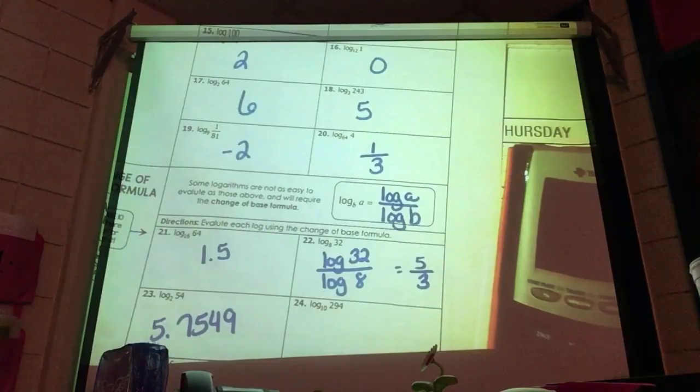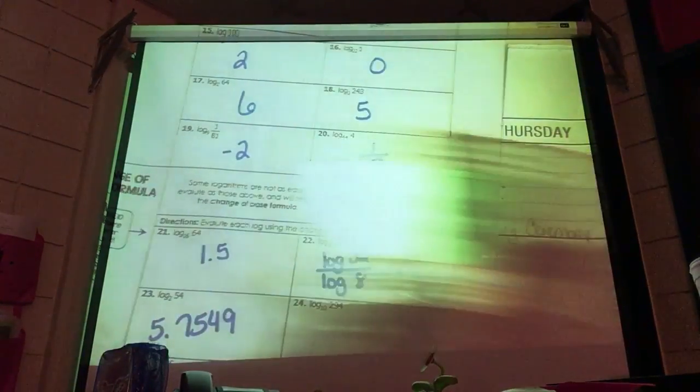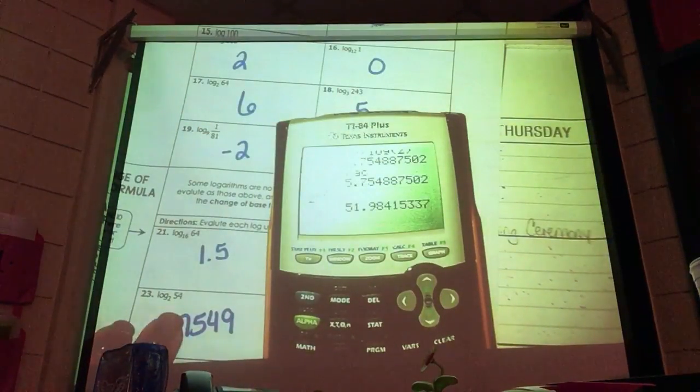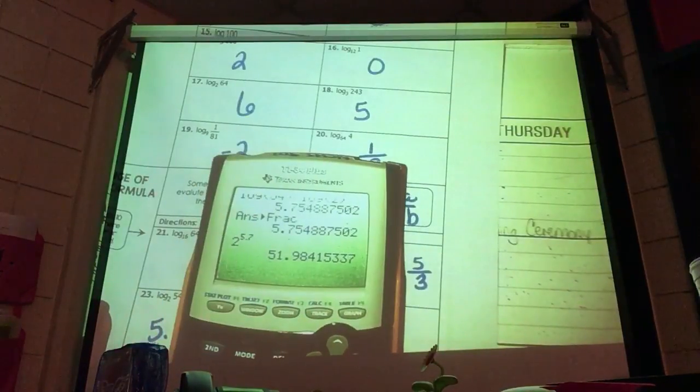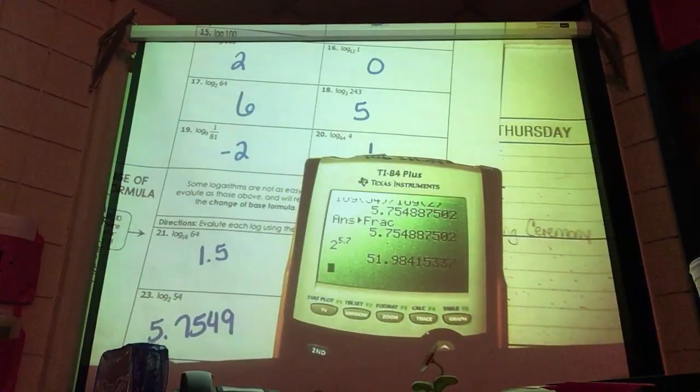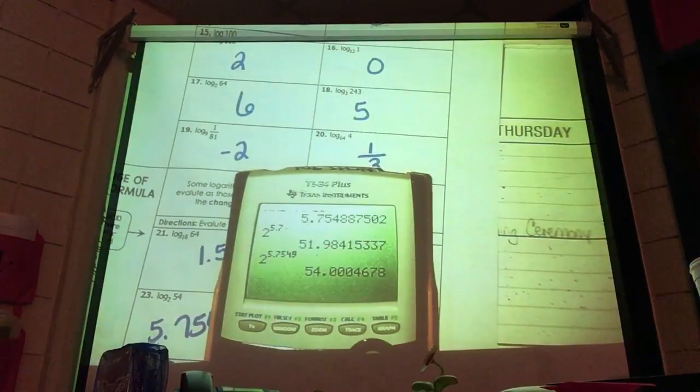4 decimal places rounded correctly. Does everybody understand that? Why is it the 4th decimal place? Well, because I'm not asking you to write all of them. If you just do 5.7, 2 raised to the 5.7 is not 54, it's 51.98. 5.7549 is closer. 2 raised to the 5.7549 is 54.0000. You know what you're doing then.